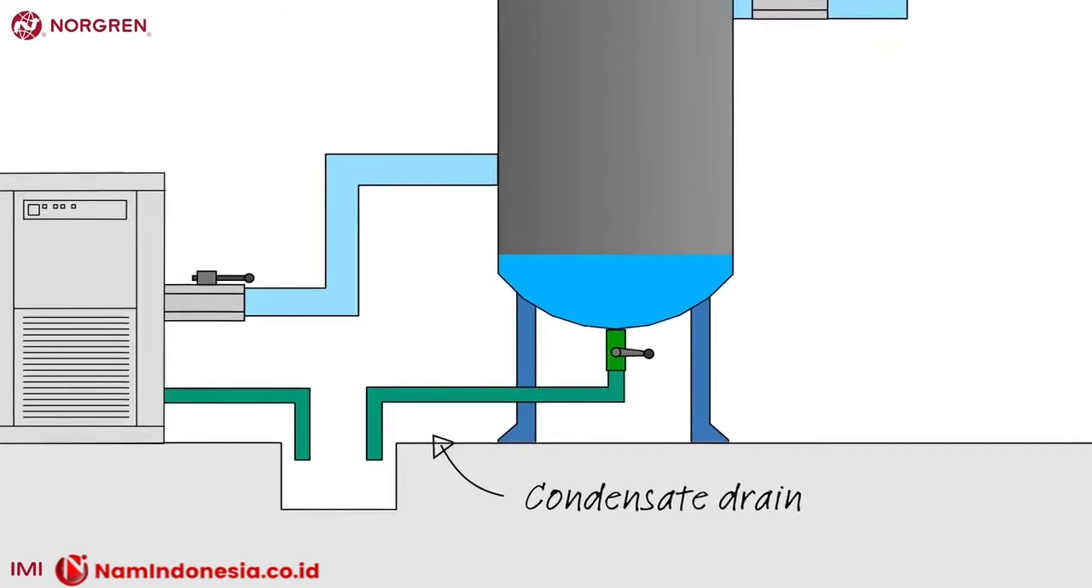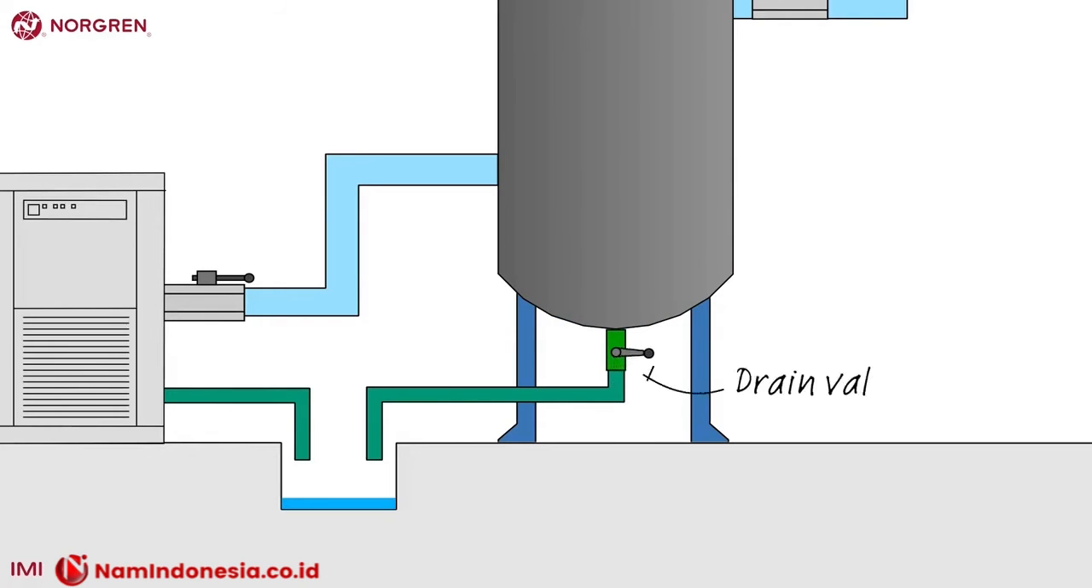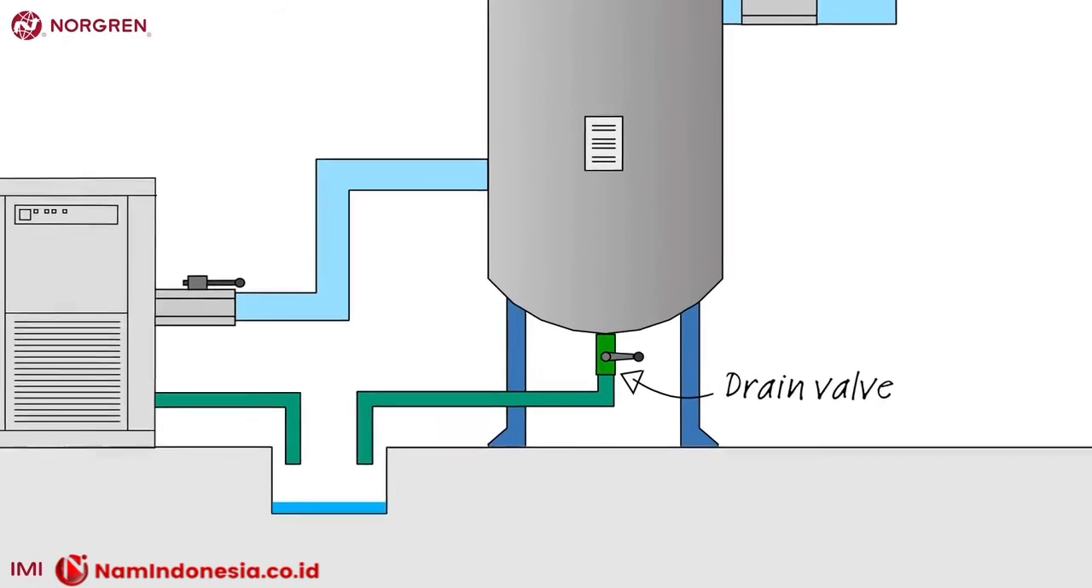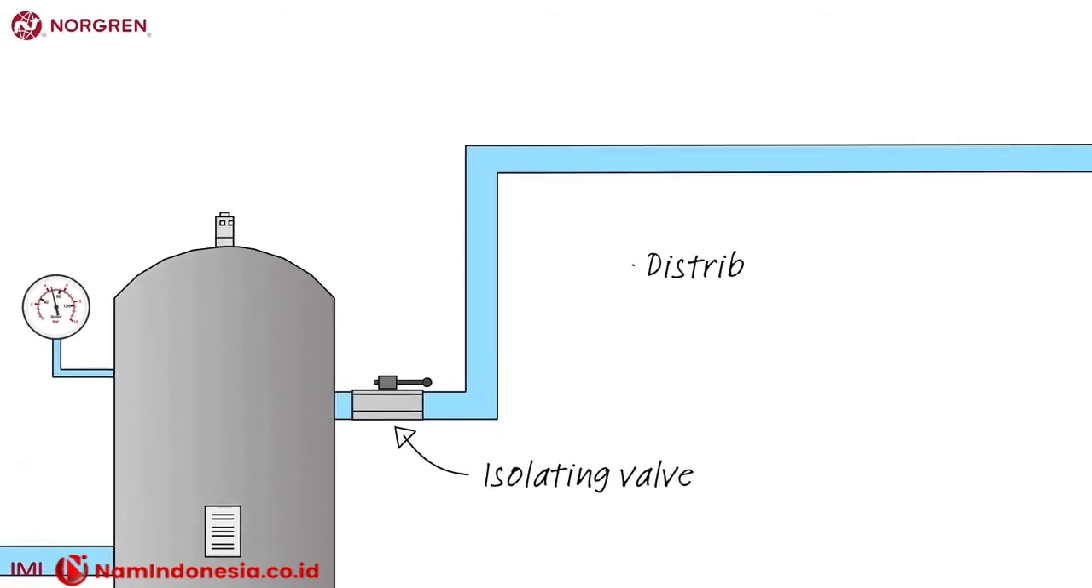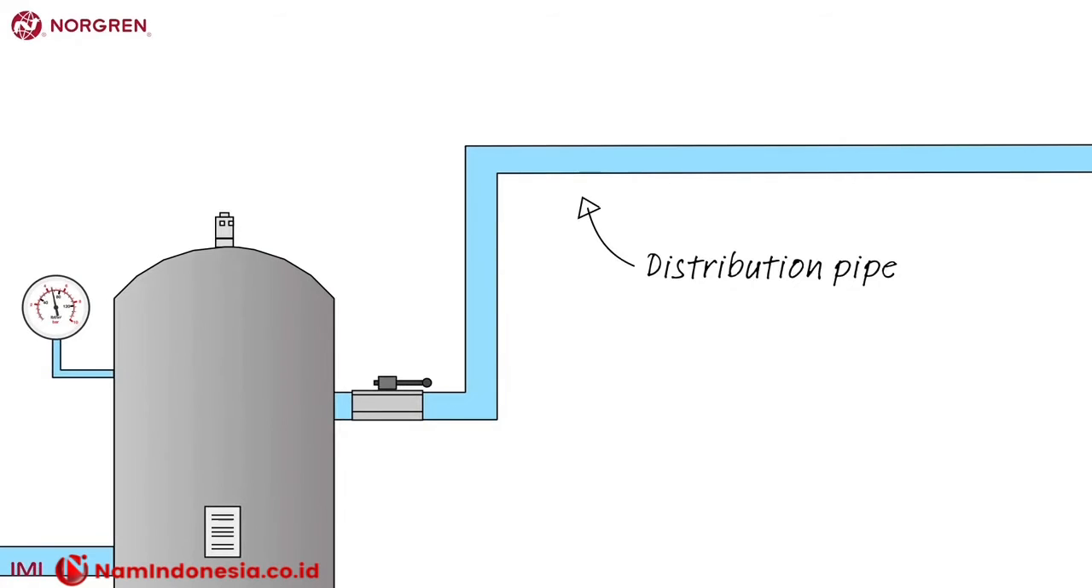The condensate drain allows that water to drain away. It may be a legal requirement in your country to dispose of this correctly, as it could contain oil and other contaminants. The drain valve allows this drain to be switched on and off. The isolating valve allows the supply of air to be disconnected from the ring main. The distribution pipe allows all the energy stored in the air to circulate through the system.